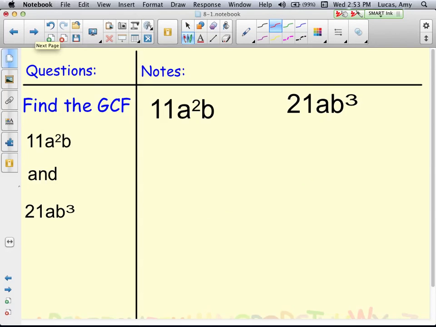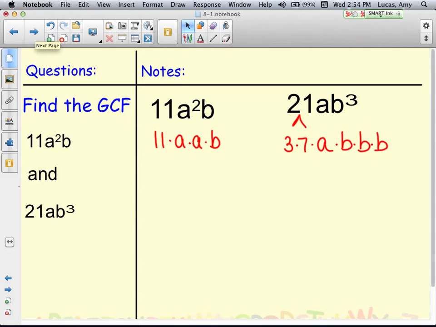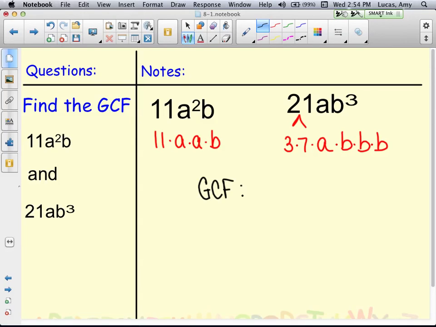Next, I have 11, which is a prime number, so I can't factor 11, times a squared times b. 21 is 3 times 7 times a, b to the third power. So there's not a coefficient in the GCF on this problem because they don't have a coefficient in common. 11, 3, and 7, I don't see anything that they have in common. All that they have in common is 1a and 1b, so a times b, or ab, is the GCF of these two terms.